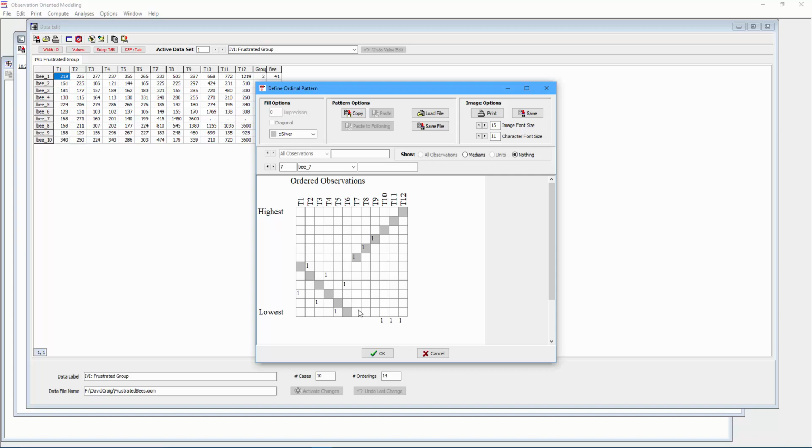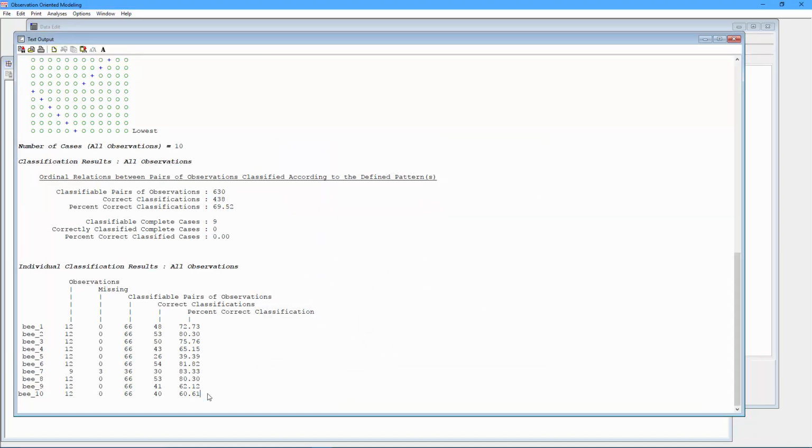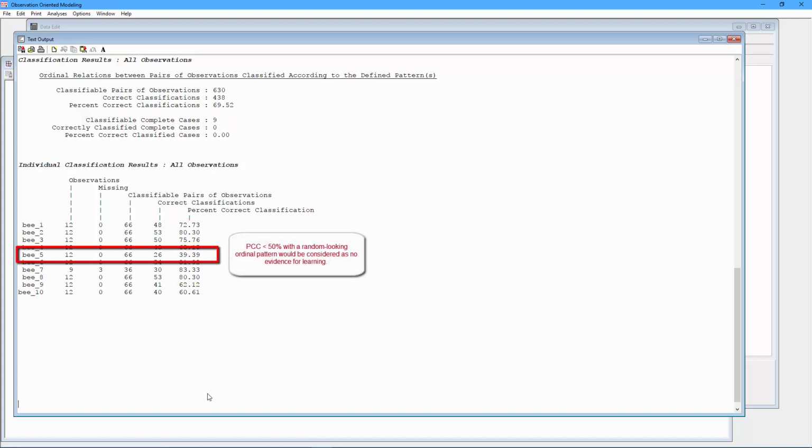So let's take a look at the individual results. We'll select OK here. We'll request the individual results and select OK to run the analysis. And so we can see the individual results clearly show that the inter-interval times for 6 of the bees fit the pattern with at least 70% accuracy, as indicated by these percent correct classification values. Indeed, all of the bees, save one, demonstrated some evidence for learning. You can see here the PCC value for the 5th honeybee was below 50%, which is not surprising given what we just saw a few moments ago.